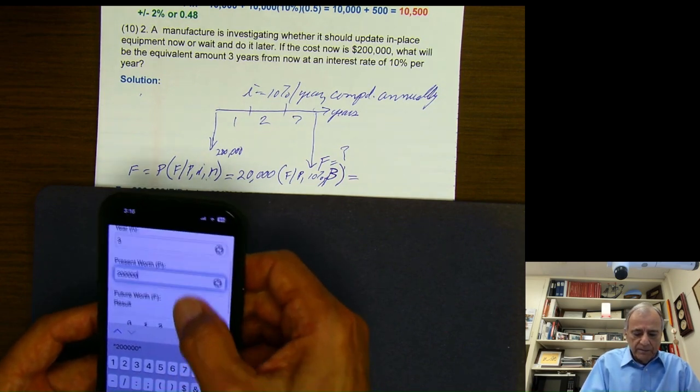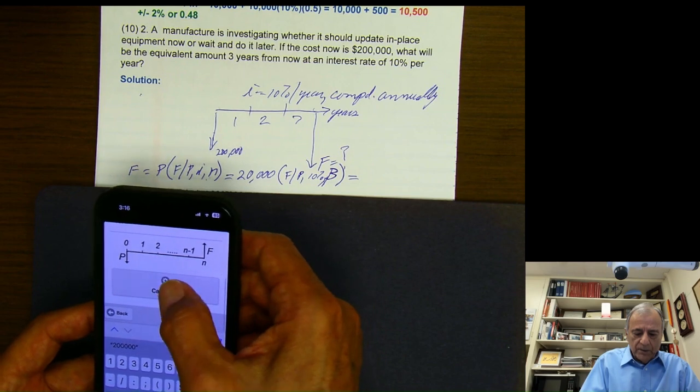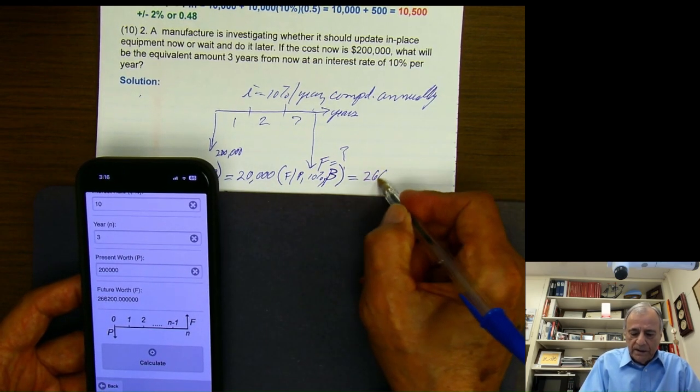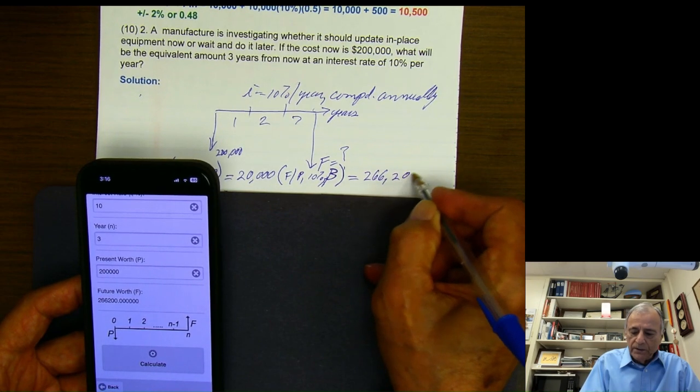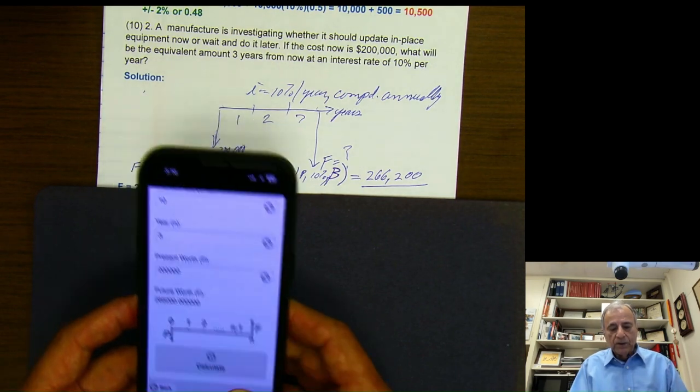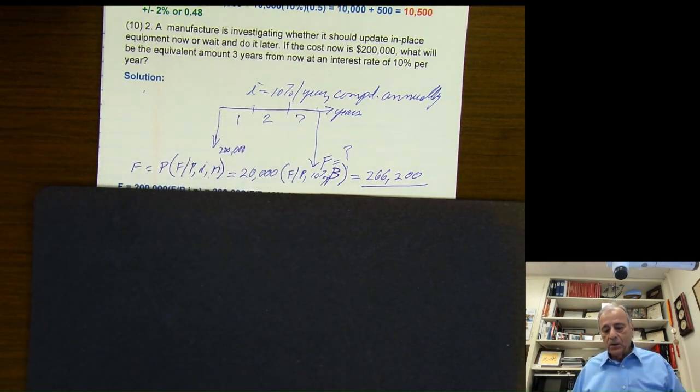And I'm gonna press calculate, and it gives me $266,200. So that's the answer. And the next thing we'll do is go on to question number 3.